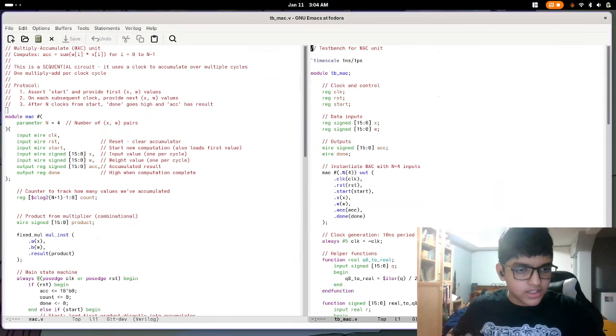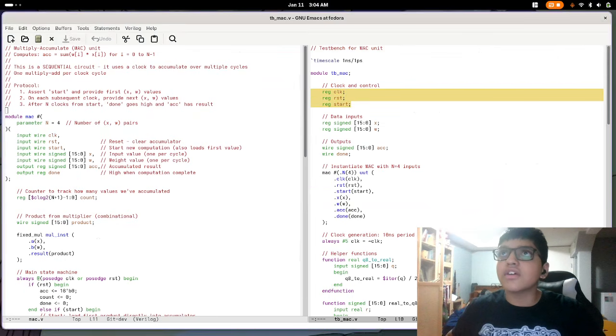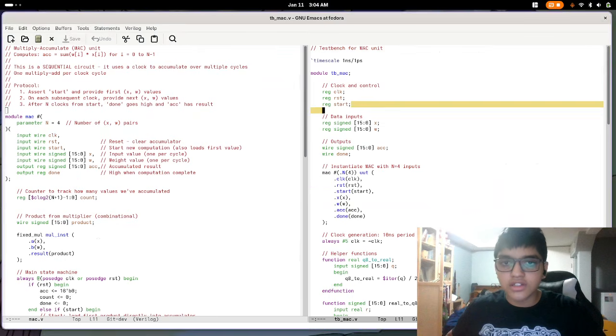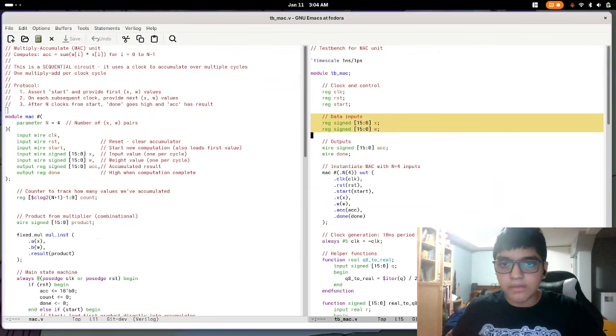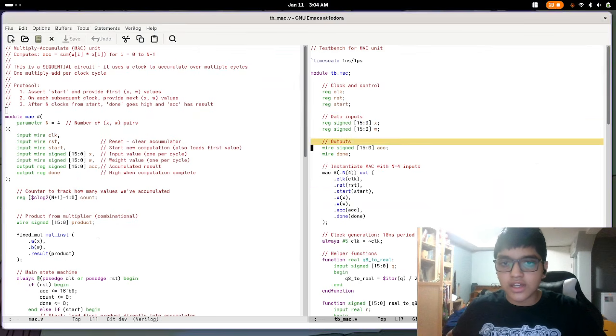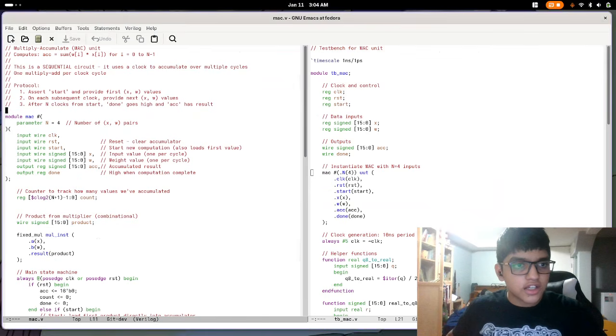Shall we here? So this is the clock, reset and start registers. Here are the inputs and the outputs. Over here, we're just instantiating this. So you can see here all the inputs and parameters match.